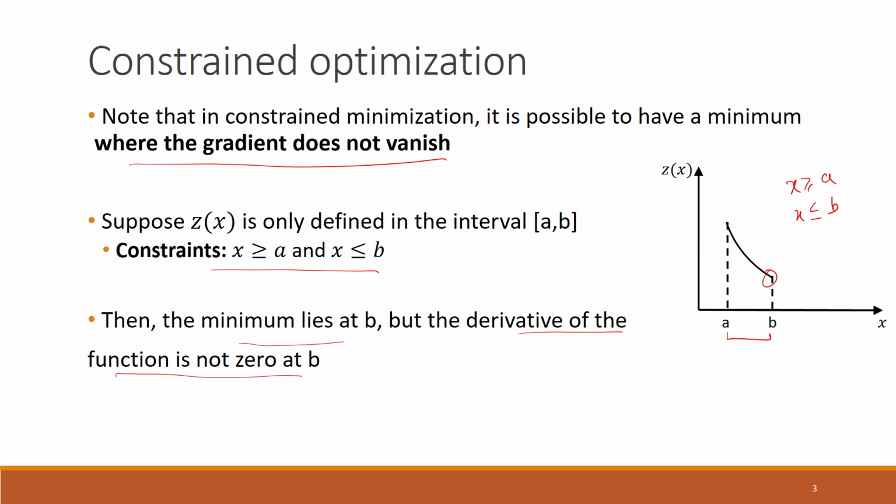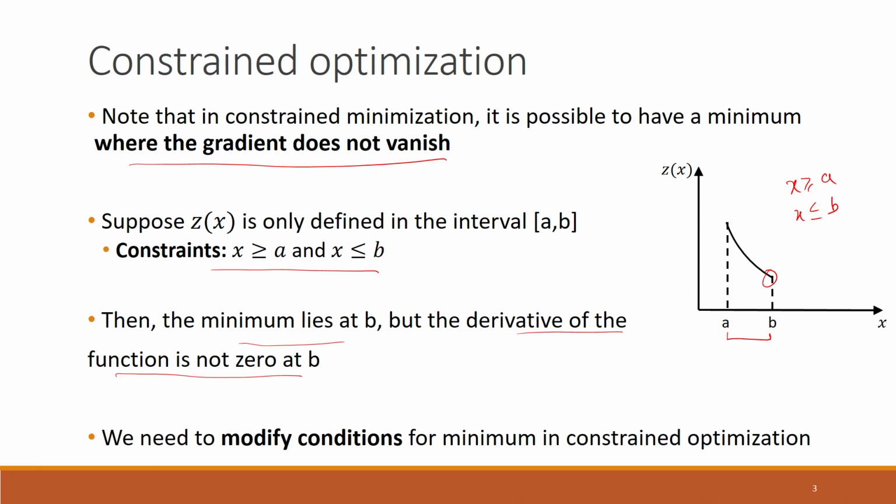So, this is the important motivation for focusing on constrained optimization in a slightly non-trivial way as compared to what we are doing in the unconstrained optimization case. We need to modify the conditions for finding the minimum in constrained optimization. Whatever we had learned in unconstrained optimization will not necessarily hold true.